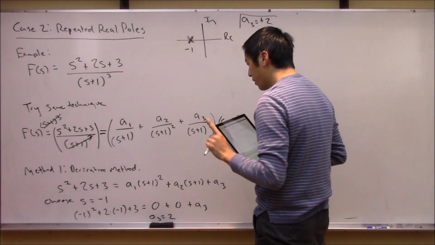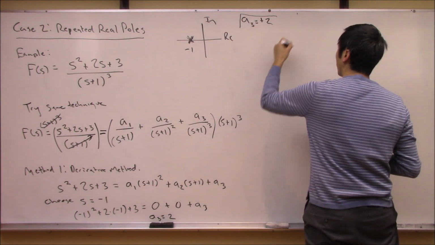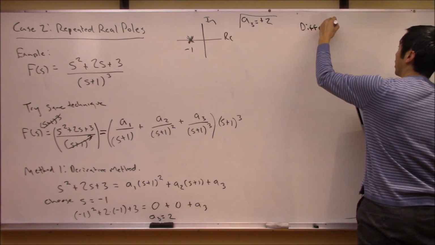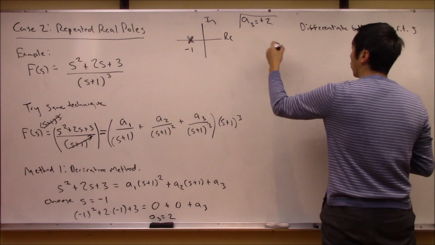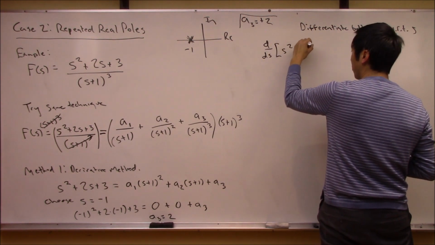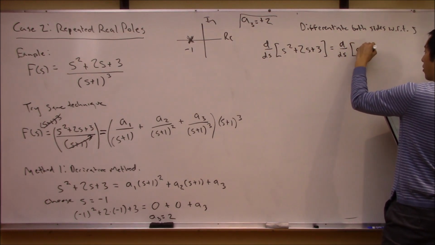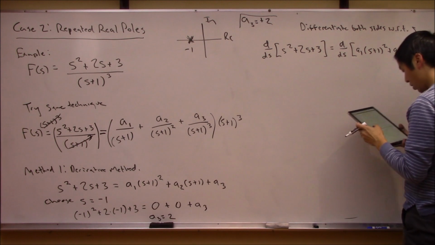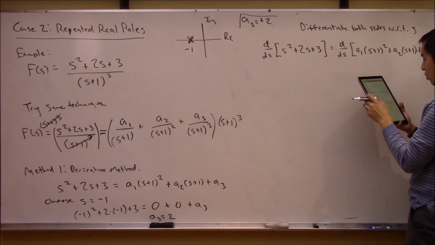Okay, so now for the second term, to get to a2, we're going to have to play a little bit of a trick here. Let's go ahead and differentiate both sides, hence the name of this derivative method. Differentiate both sides with respect to s. So I want to take d/ds of the left-hand side, s squared plus 2s plus 3, which has got to equal d/ds of a1 times s plus 1 squared plus a2 times s plus 1 plus a3.